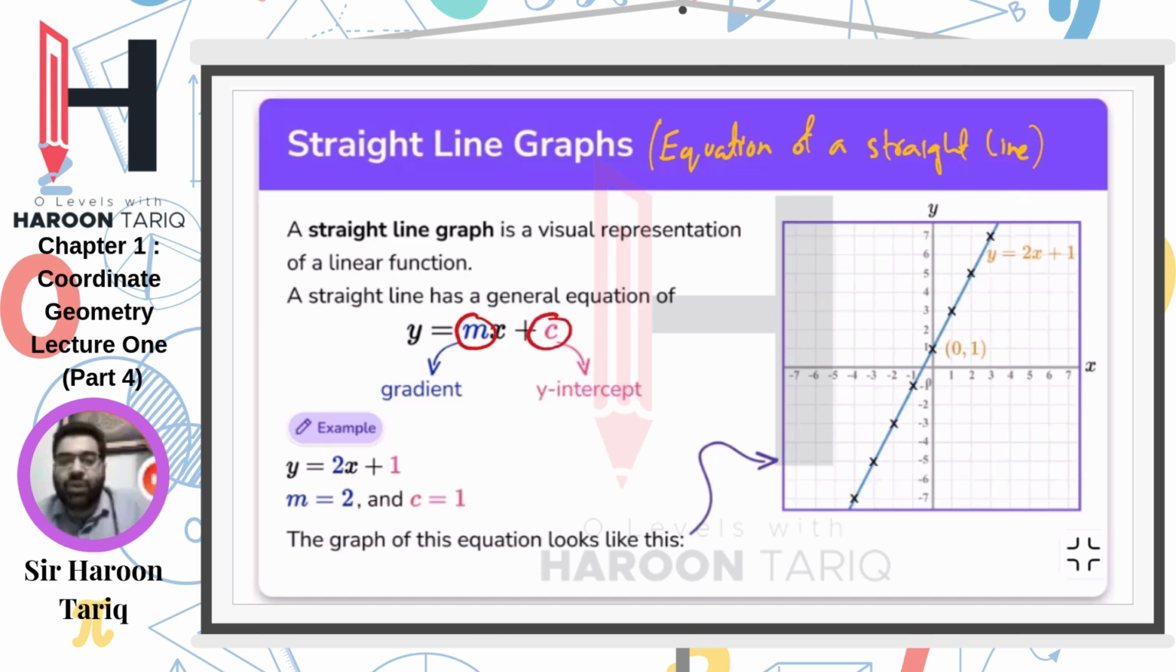This c here is the y-intercept. Now, what is the y-intercept? The y-intercept is the point where a line crosses the y-axis. You see, this is the y-axis. This is the x-axis. So, what's the y-intercept of this line which has been drawn here? Where does it cross the y-axis? Yes, it crosses the y-axis at 1. So this is our c. C is the y-intercept. The y-intercept is where it crosses the y-axis.